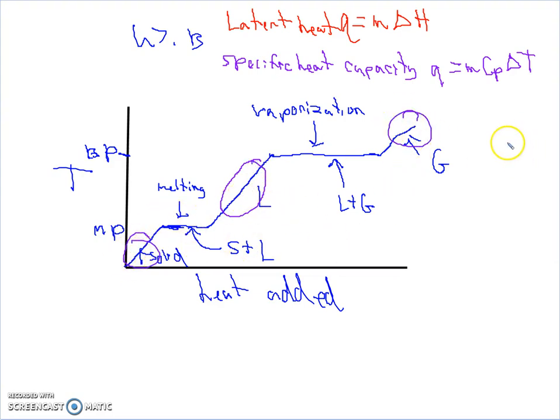Now these are all going to have different Cps. The latent heat you're going to use when it's changing phase but not temperature. So right here or right here. And these are going to have different delta H's, but it's the same equation. Okay, so different Cps for purple, different delta H's for red, but the same general equation.